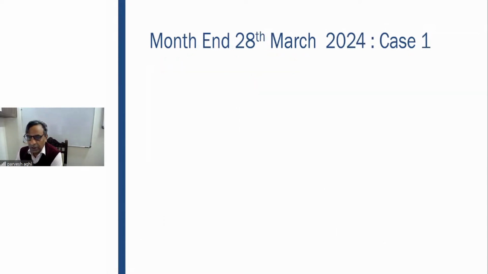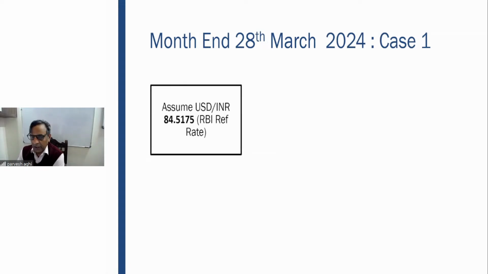The first case is, suppose on 28th of March, which is the day when the settlements happen, which is the expiry date, and it happens to be the date on which I'm going to make the payment also. Okay, I've chosen the same date for expiry as well as date of payment. So on month end, in case one, the dollar goes up to 84.51. So this is the RBI rate. RBI announced the rate, and they gave a rate of 84.5175.